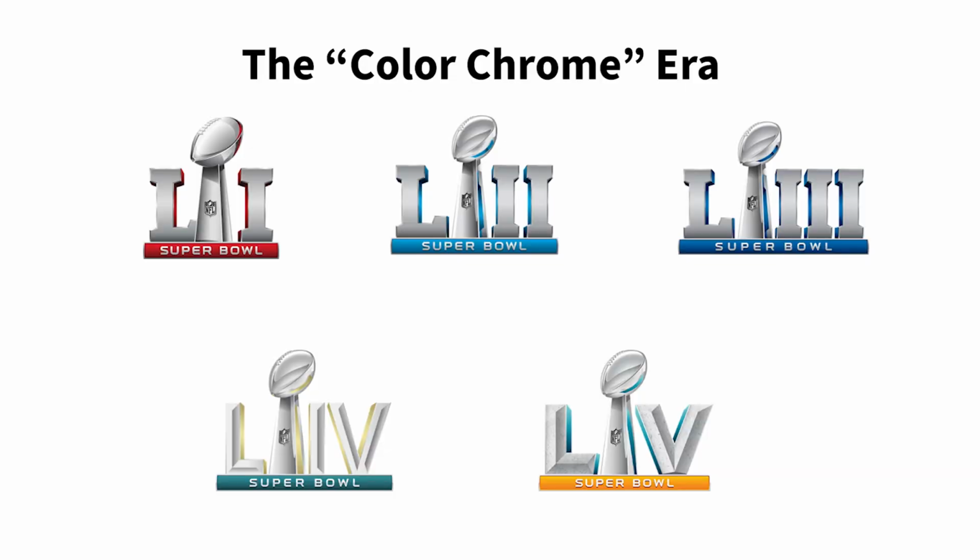Next up is the color chrome era. Super Bowl 50 was a bridge between the chrome era and this era. This era really is just the next evolution of the chrome era, except they got rid of the stadiums behind Lombardi and just added a color for the Super Bowl text to sit in. The pop of color is nice, but these are mostly pretty boring.